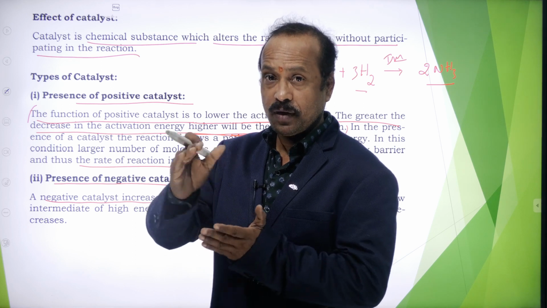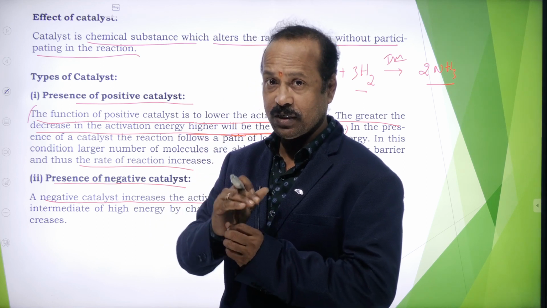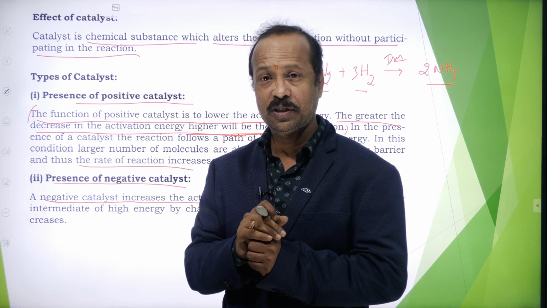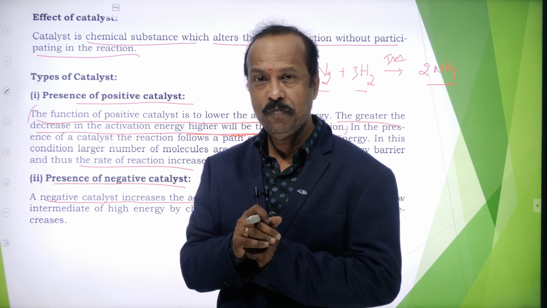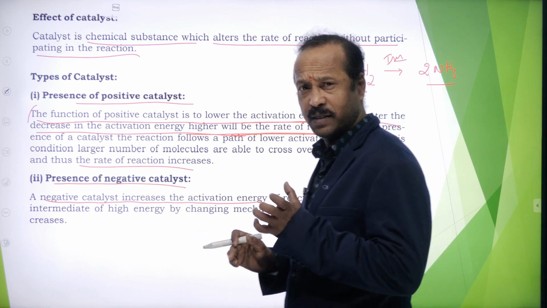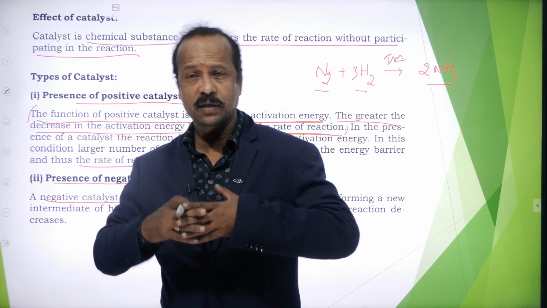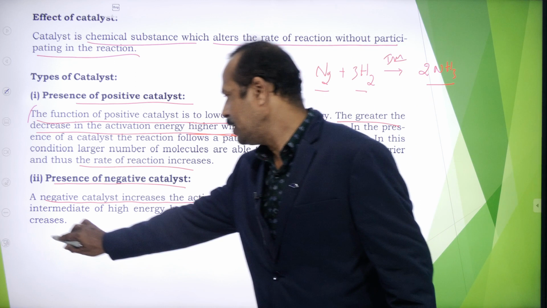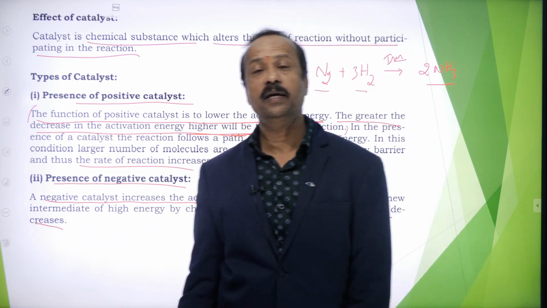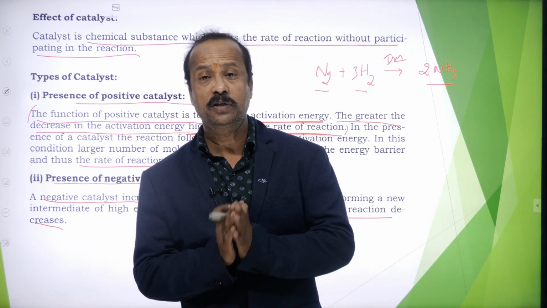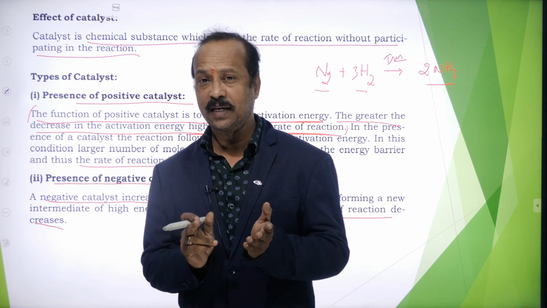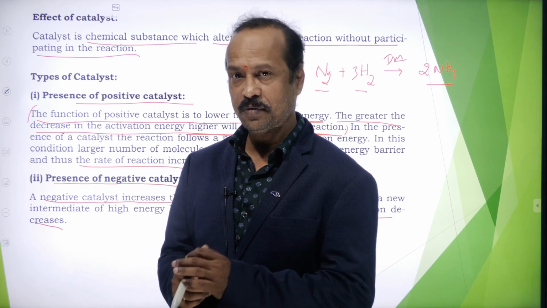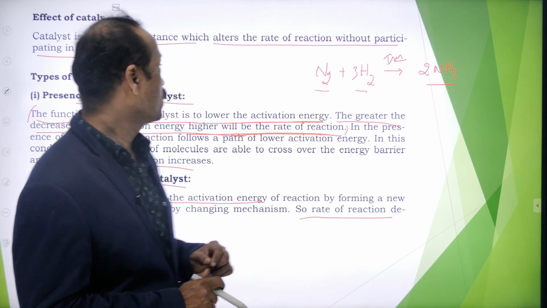Yesterday in the last class we discussed activation energy: the difference between the threshold energy and the energy possessed by the molecule is called activation energy, right? So here the molecule requires a greater amount of energy to react. Due to that, the rate of reaction will decrease. So a positive catalyst increases the rate of reaction, and a negative catalyst decreases the rate of reaction. So there are two types of catalysts. That is about the catalyst.